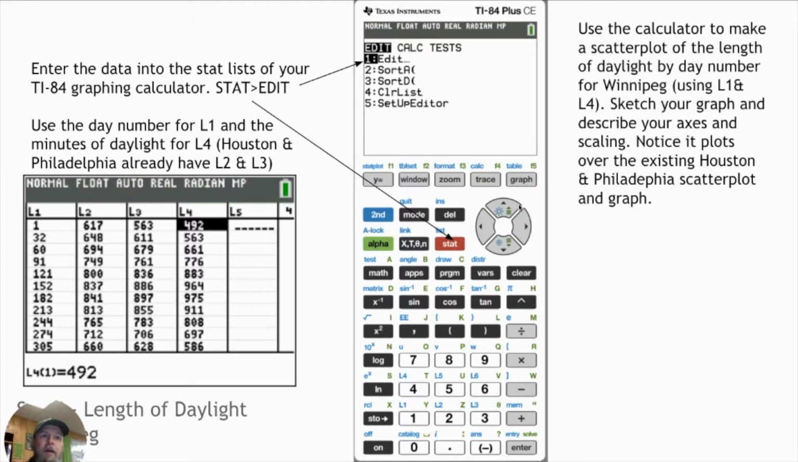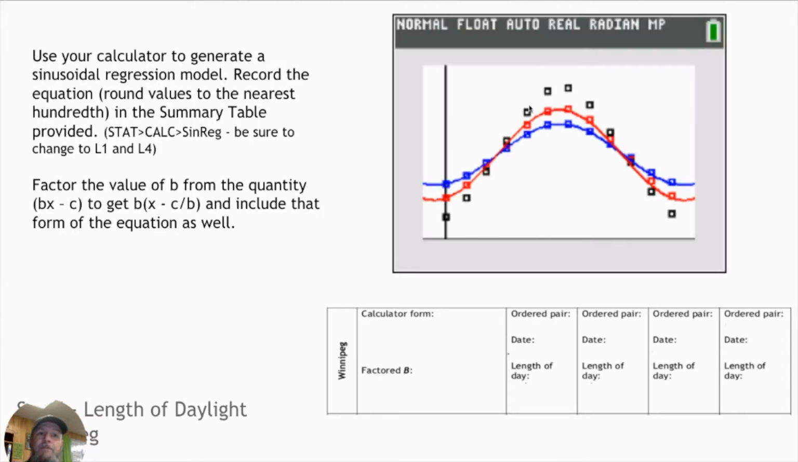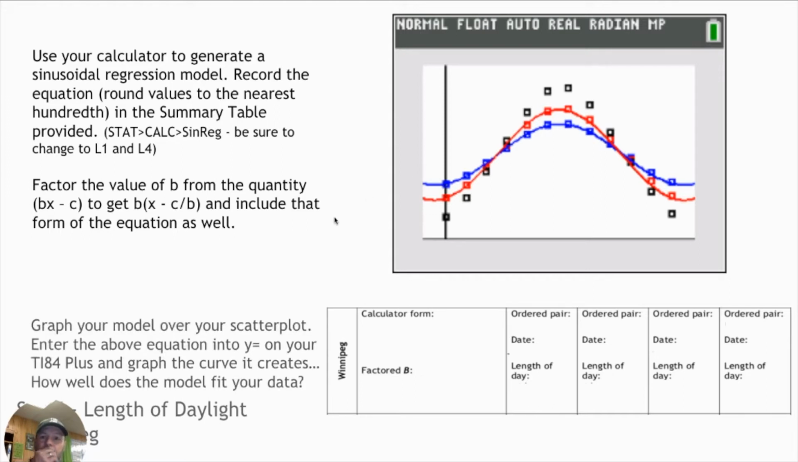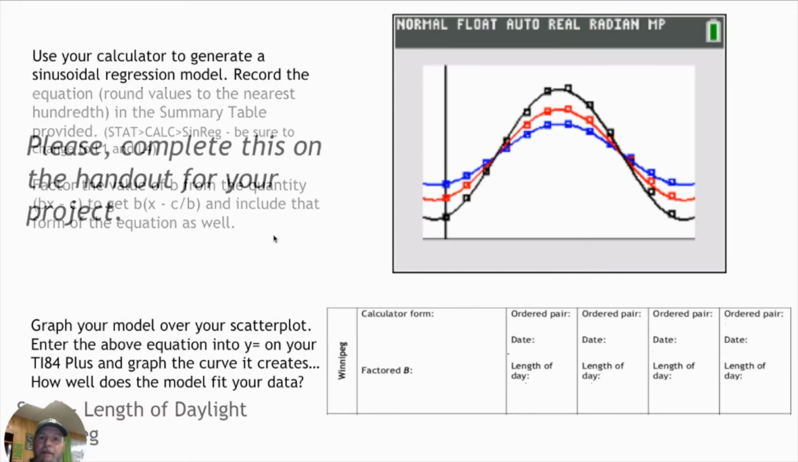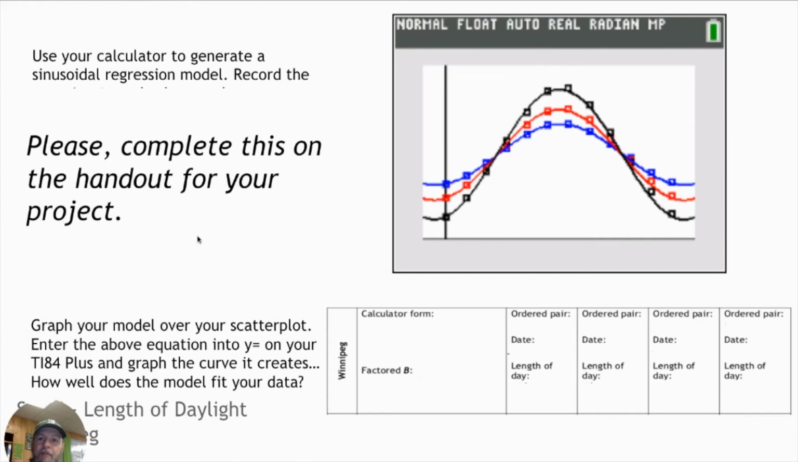Use the calculator to make a scatter plot of length of daylight by day number for Winnipeg using L1 and L4, and sketch your graph and describe your axis and scaling. Notice it plots right over the existing Houston and Philadelphia scatter plot when you graph. This is what it should look like when you're done. We're going to complete this on the handout for your project.